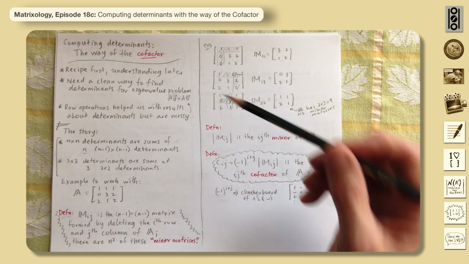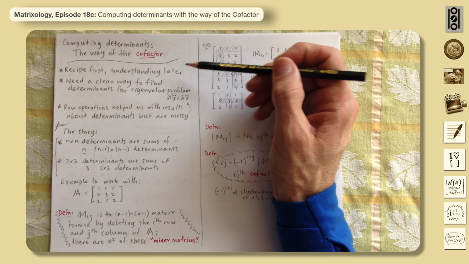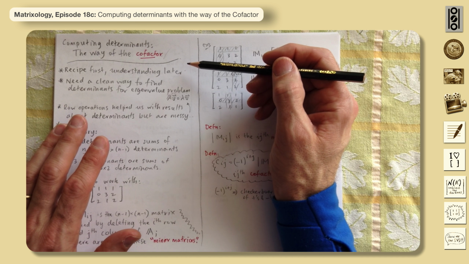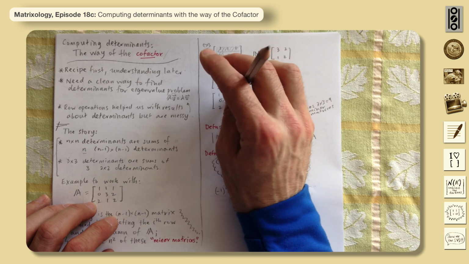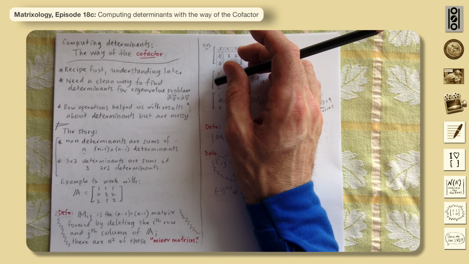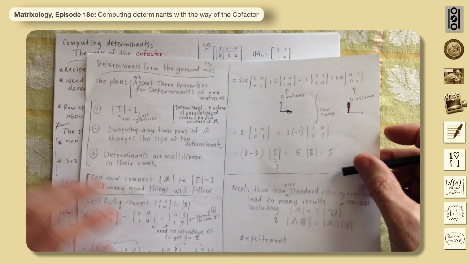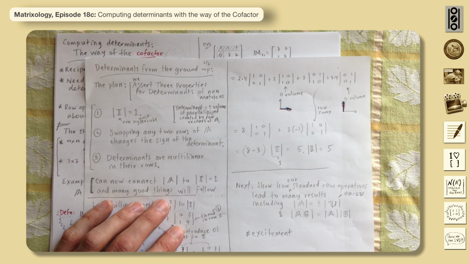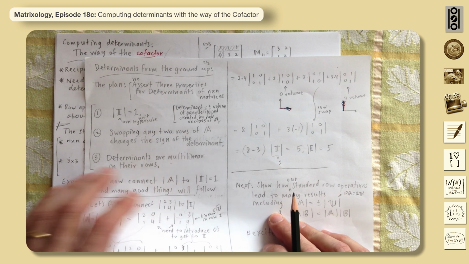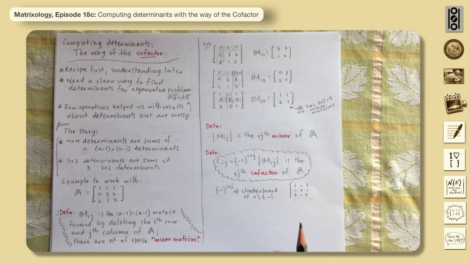So the way of the cofactor. It's going to be a recipe. I'm just going to tell you how to do it. This can all be explained or connected to by the three basic rules of what determinants need to do, how they need to behave. Once again, those things are that the identity matrix has a determinant of 1. If we swap any two rows of a matrix, then its determinant changes sign, and determinants are multilinear in their rows.